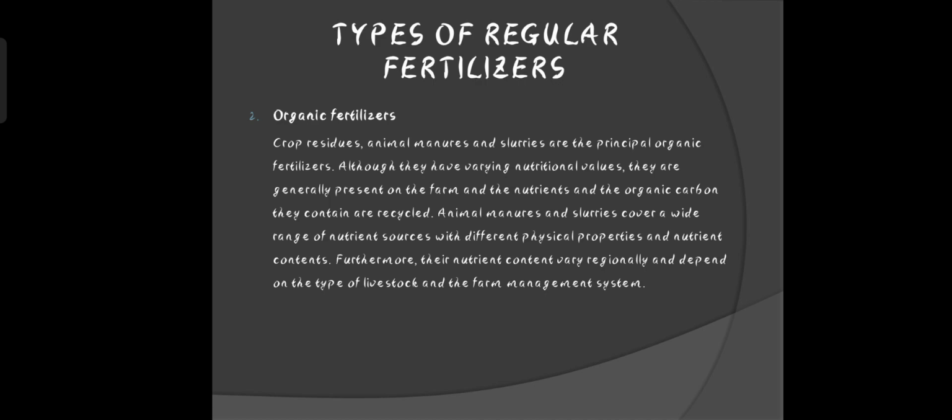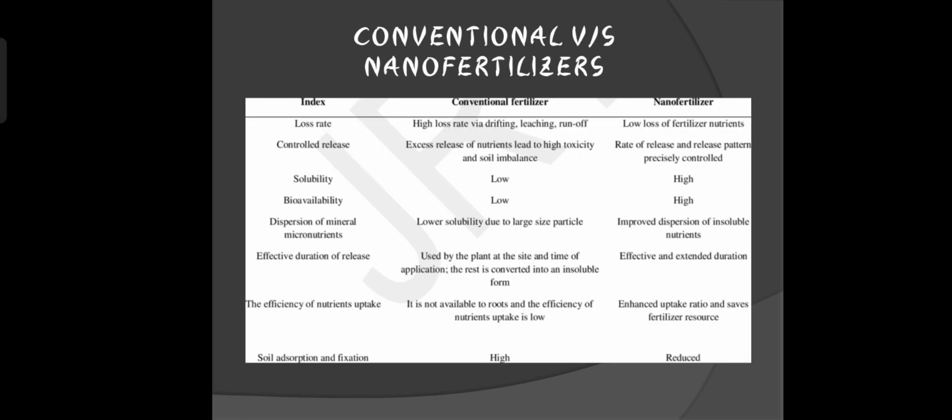Organic fertilizers. Crop residues, animal manures, and slurries are the principal organic fertilizers. Although they have varying nutritional values, they are generally present on the farm, and the nutrients and the organic carbon they contain are recycled. Animal manures and slurries cover a wide range of nutrient sources with different physical properties and nutrient contents. Furthermore, their nutrient contents vary regionally and depend on the type of livestock and the farm management system.